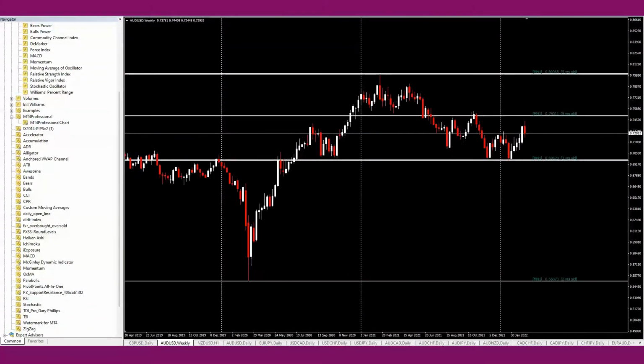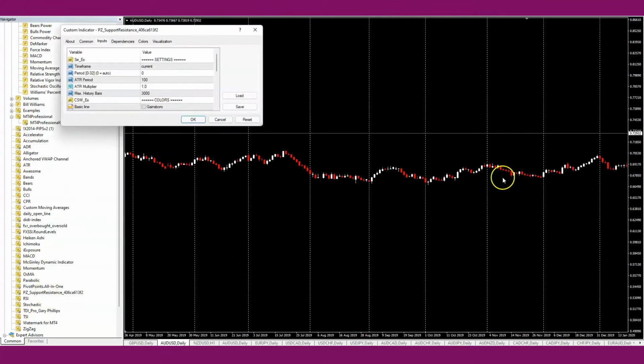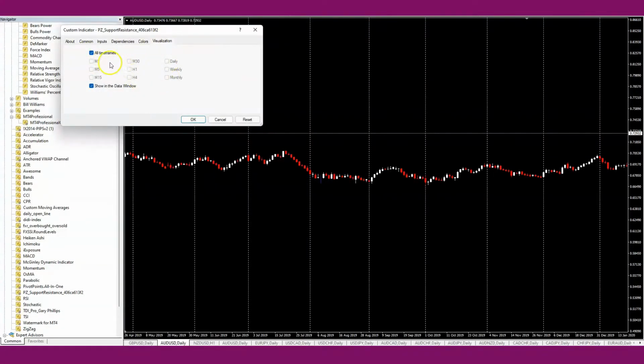And you just continue to do the same thing downward. So go to the daily, grab the indicator again, throw it onto the chart, and let the indicator know we'd like to see the levels from the weekly chart, because that's one time frame above. We're on the daily, so the time frame above is the weekly. So we want to see the levels from the weekly time frame, and we want to see them on our daily time frame.